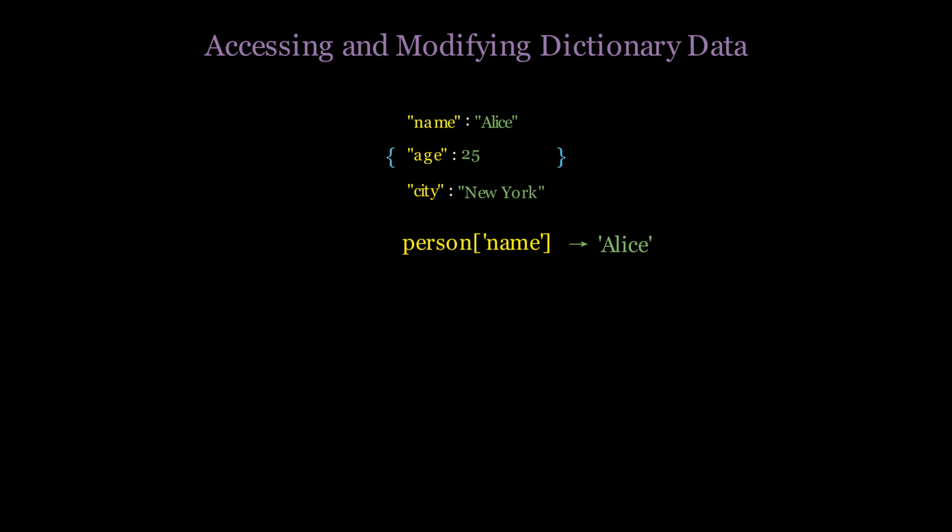Let's see how to work with dictionary data, accessing, adding, and modifying values. Here's a sample dictionary with personal information. We access values using square brackets with the key. This gives us instant access to the associated value.